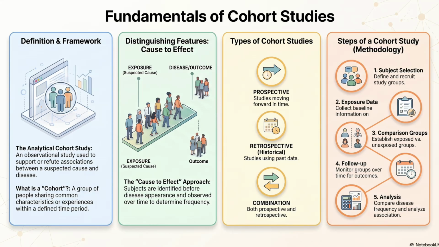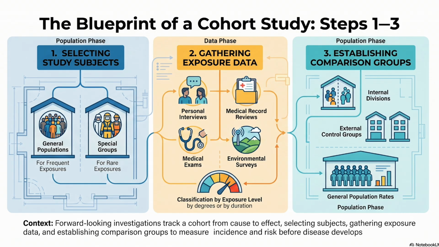Now let's understand the methodology of conducting a cohort study. The first step is selecting the study population. Researchers identify participants who are free from the disease of interest at the beginning of the study. The selected population should adequately represent the target population and satisfy the inclusion and exclusion criteria.